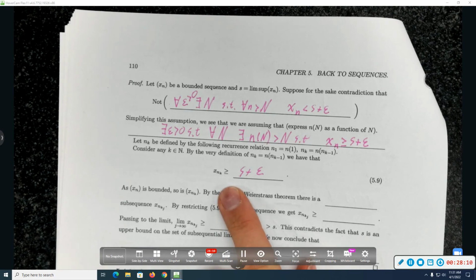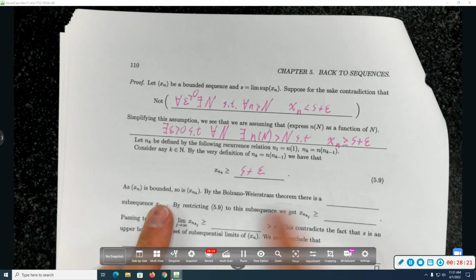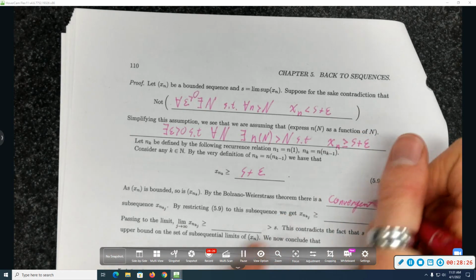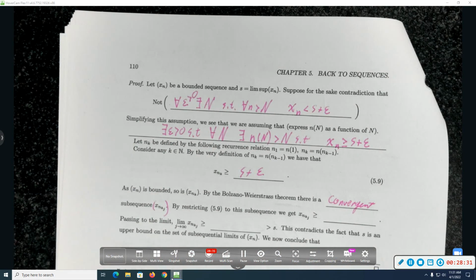I don't know that it converges yet. Can I take a further subsequence to make it converge? Yes, by the Bolzano-Weierstrass theorem. So by the Bolzano-Weierstrass theorem, there is a convergent subsequence of x sub n sub k. I'll call it x sub n sub k sub j. J is now the independent variable. And so the point is, when you play this take-a-subsequence game, you can make your life better at each step, and at no point do you make your life worse. You still have all the previous assumptions.